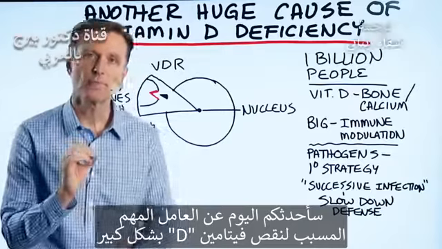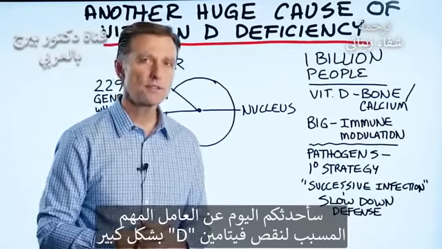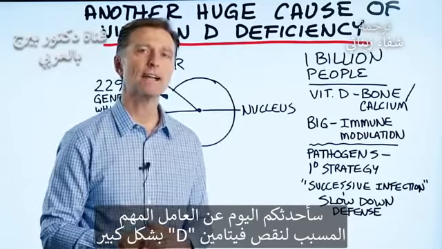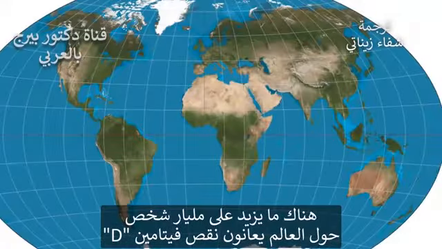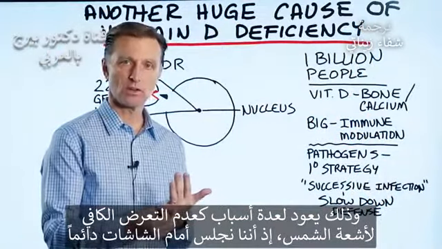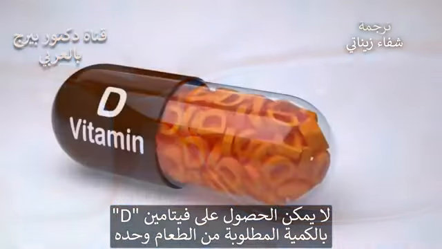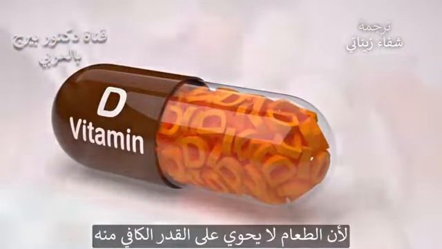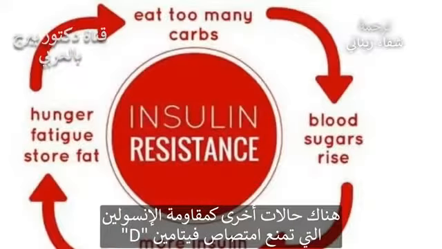I want to talk about another very important, huge causative factor in creating a vitamin D deficiency. There are over 1 billion people on this planet that just don't have enough vitamin D. And there's many reasons for this, whether you don't have enough sun, you don't go outside as much, you're sitting in front of a screen all the time. And the problem with getting your vitamin D just from foods, it's almost impossible because the food just doesn't have enough vitamin D. And then you have other conditions like insulin resistance, which blocks the absorption of vitamin D.